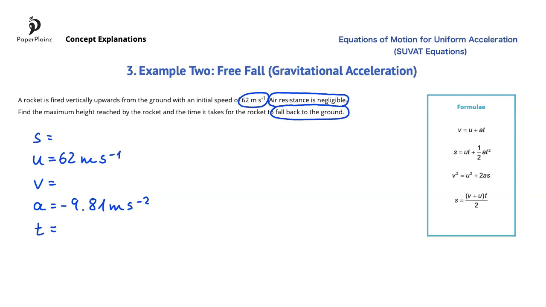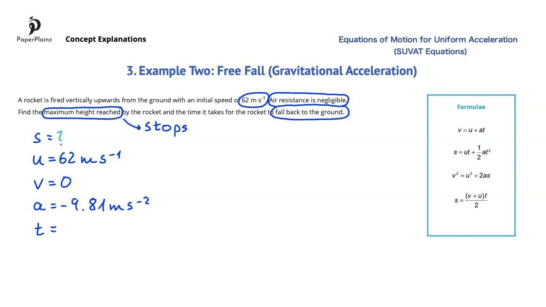As we said before, the rocket moves upwards and reaches its maximum height. At this point it stops for a moment, and then starts falling back towards the ground. Let's just focus on the first section of the motion, from the moment when the rocket is fired to the moment when it reaches its maximum height and stops for a moment. Since the rocket stops for a moment at this maximum height, its final speed, so v, is equal to 0. The maximum height reached by the rocket is basically the distance traveled, so in the first part of this question we are looking for s.